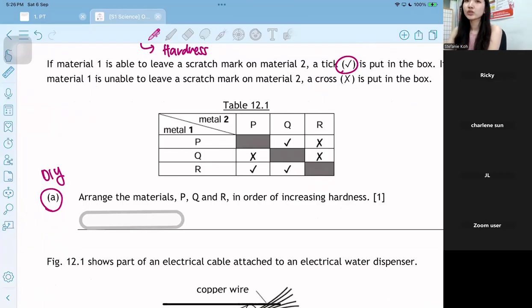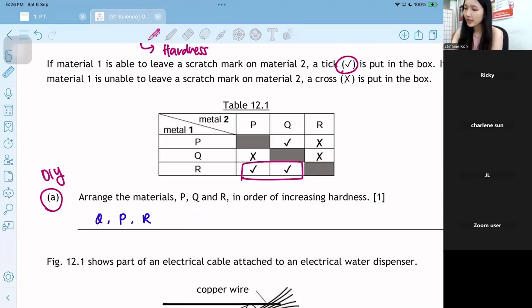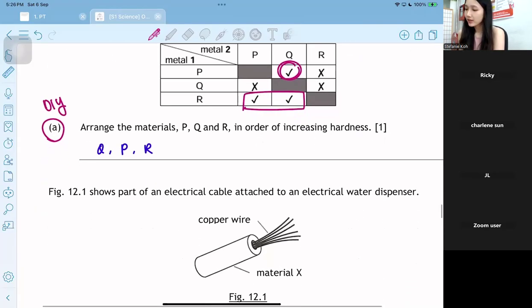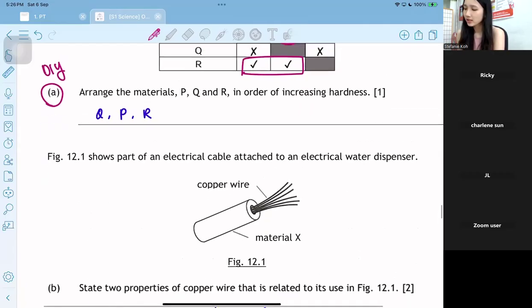It shouldn't be too difficult, right? So if you look at R, it can scratch both of the other materials. So it must be the hardest one, followed by P that can scratch Q, and then Q can't do anything to the others. So you should have gotten this as your answer.